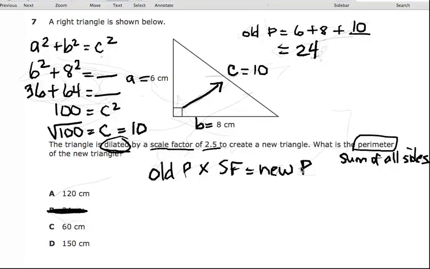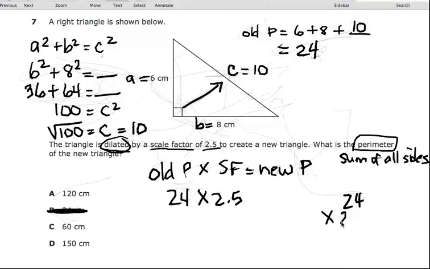Whatever my scale factor is, all my sides are going to get bigger by that amount. I could take 2.5 and multiply it by each side and get a bigger answer, or I can use this equation right here. So here it's going to be 24, which is my old perimeter, times my scale factor of 2.5, and I'm going to multiply. I'm going to do this on the side here.